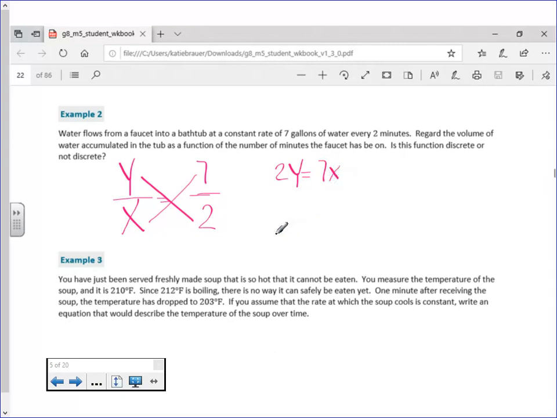So when you solve this equation, you get y equals 3.5x. They want to know, is this continuous or discrete? When you're thinking about gallons of water and time, do you always have whole numbers? Like if you got your water bill back, is it always going to be like you used a whole number of gallons? No. It could be halves, it could be decimals, anything. So this is continuous.